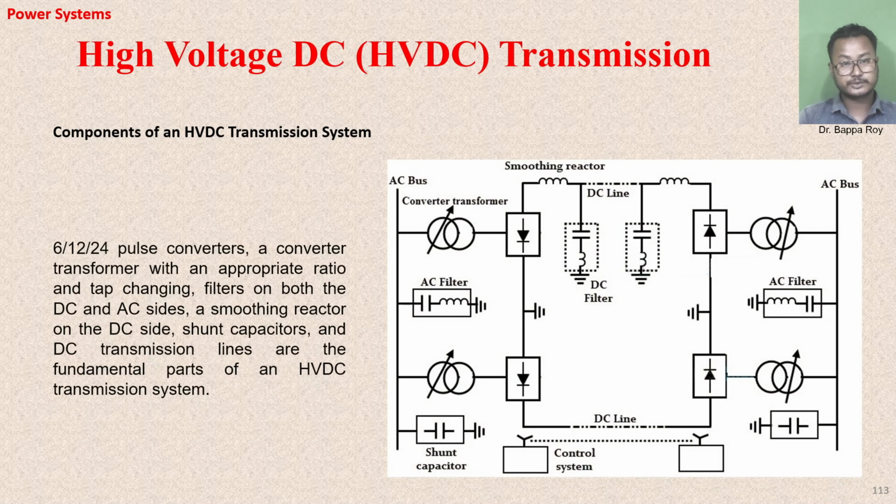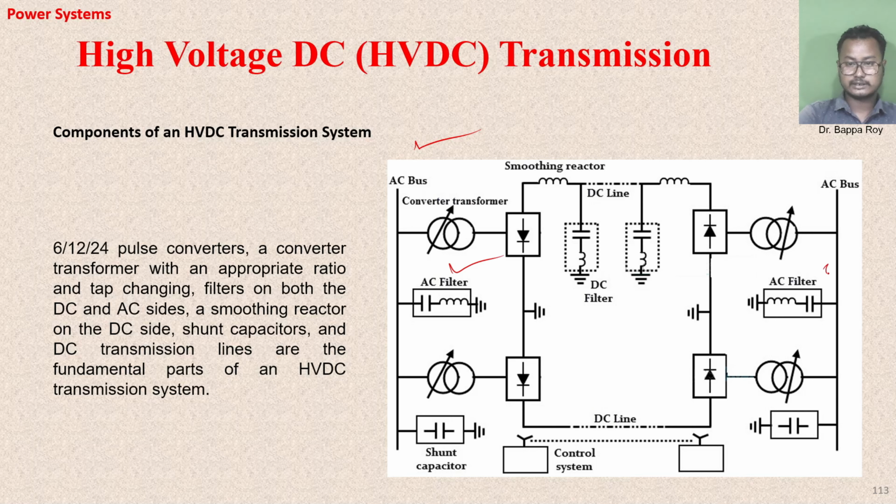Components of the HVDC transmission system: we can see here that 6, 12, or 24 pulse converters are connected. There is a converter transformer with an appropriate ratio and tap changing, and filters on both the DC and AC side. We need an AC filter on the AC side, and DC filters. We'll see what filters are in a little bit.